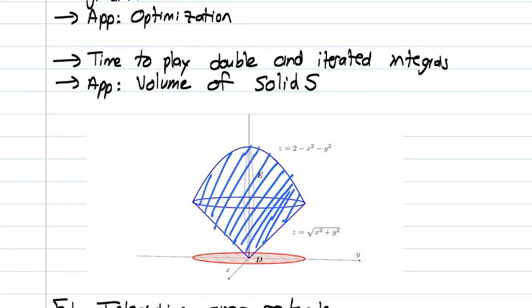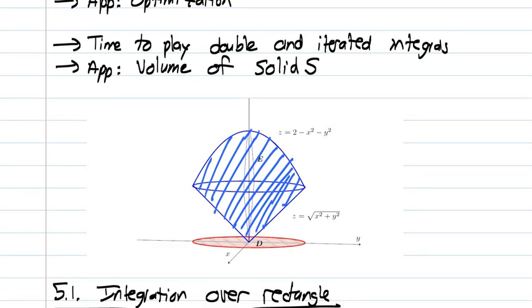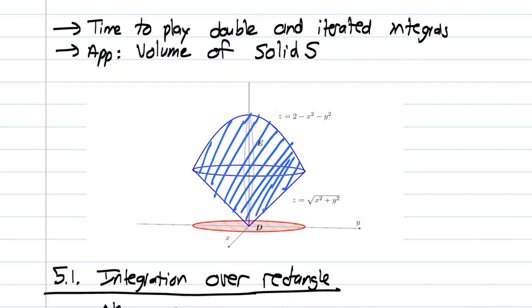So here I have a solid that is above the cone z equals the square root of x squared plus y squared, and below the paraboloid z equals 2 minus x squared minus y squared. So we want to be able to find a way of working out the volume of this solid. But to get going, let's look at integration over rectangles.